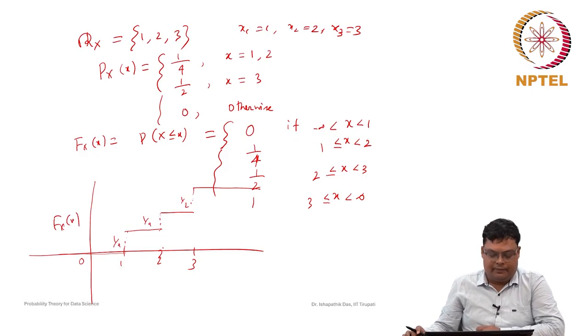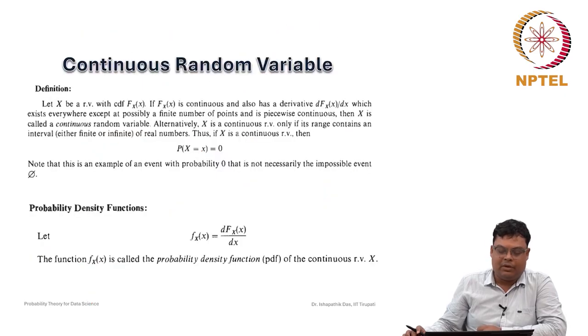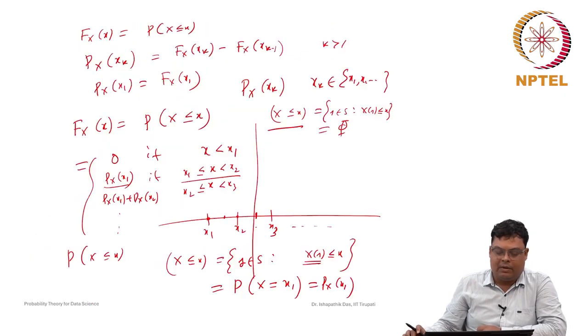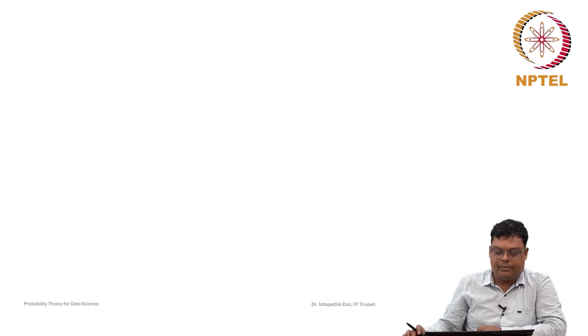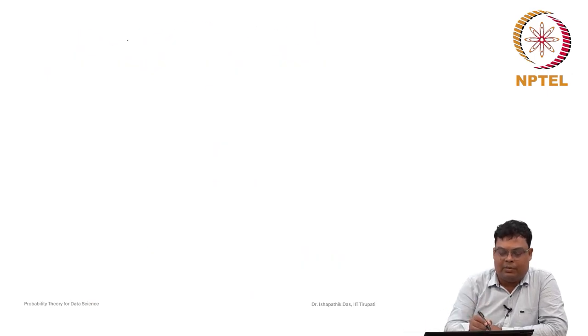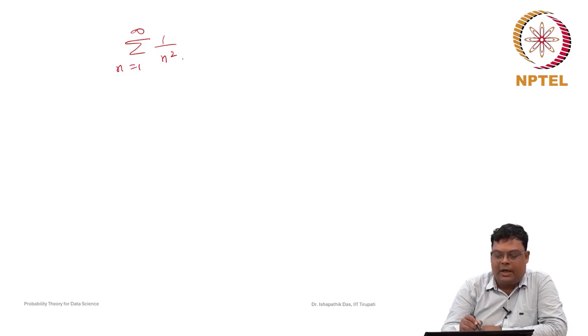Now, next we will discuss one discrete random variable which takes infinite values. For example, suppose you take any infinite series which is convergent. For example, consider the summation of 1 by n square, n equal to 1 to infinity. We know that it is a convergent series, so it converges to some number. It is pi square by 6, you can check. So, the summation of 1 by n square is pi square by 6.